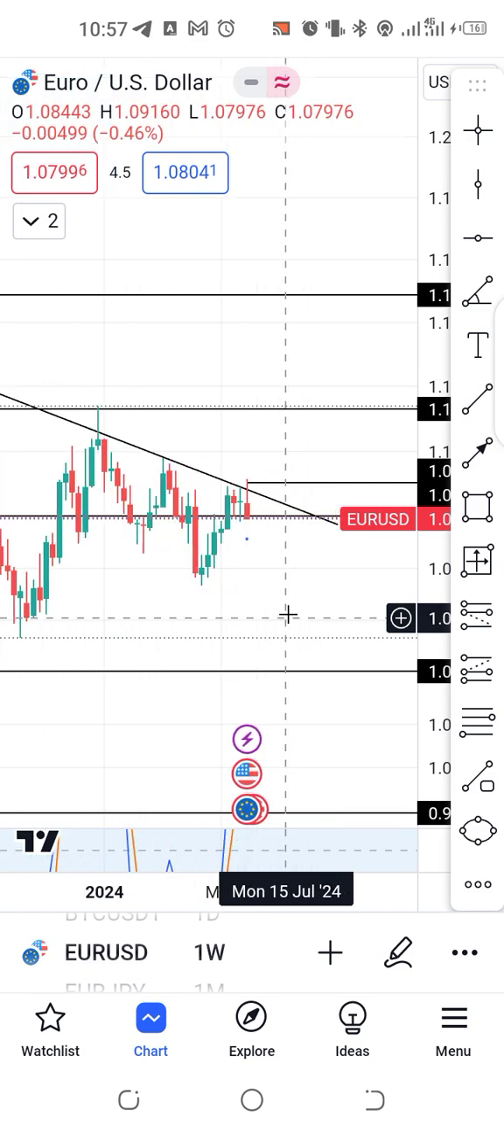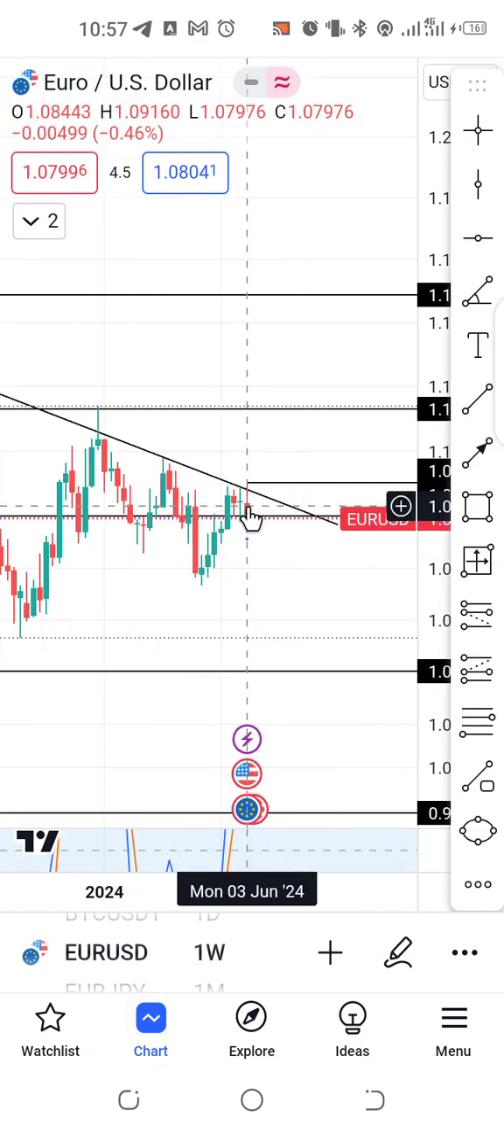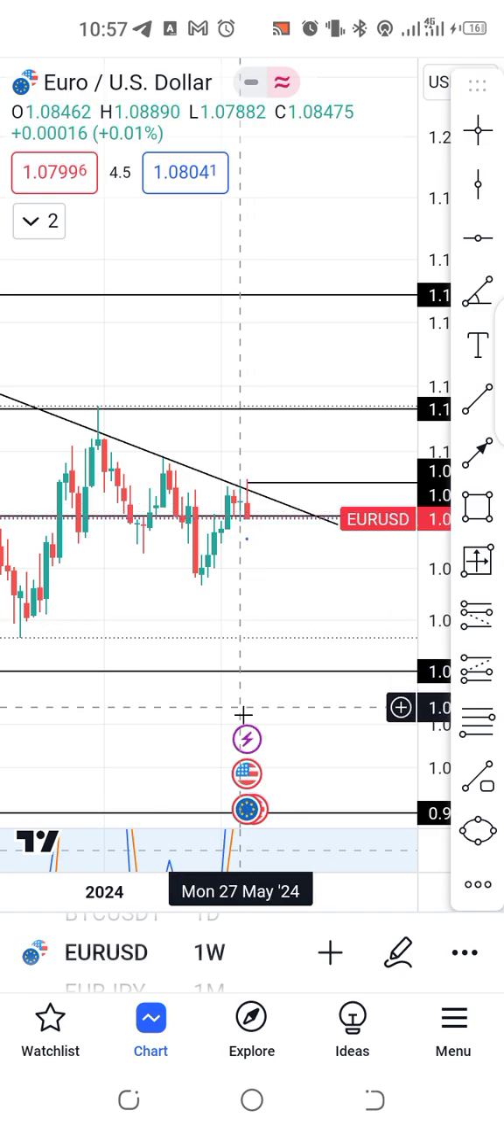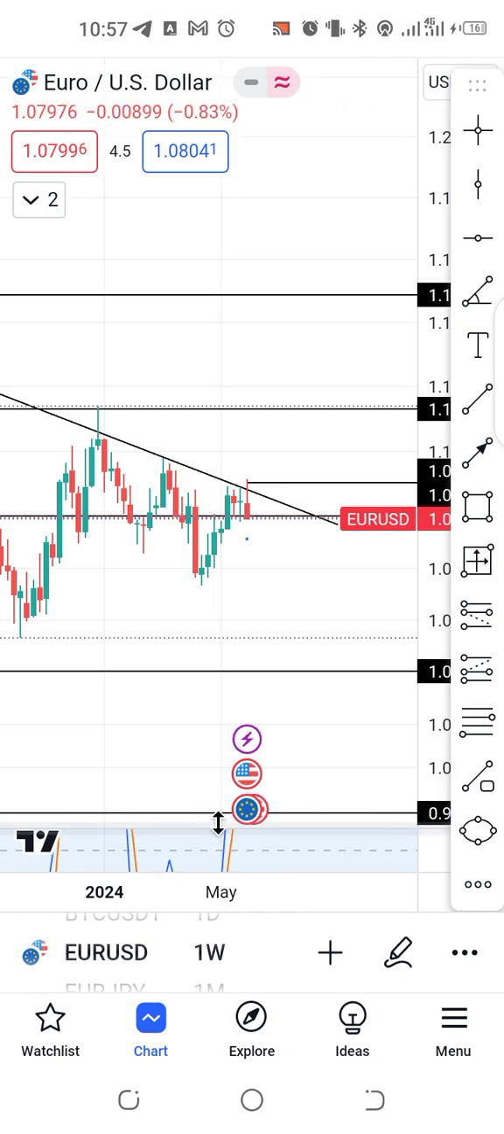Now this is 1 week. This bearish candlestick is representing 1 week. Now you know 7 days makes 1 week. So let's go to our chart and see for ourselves.